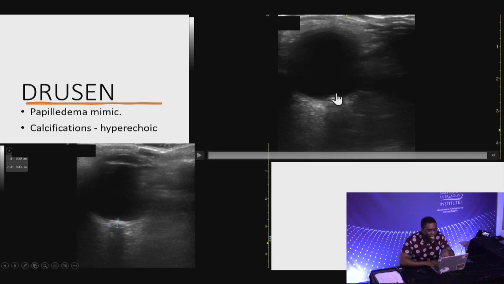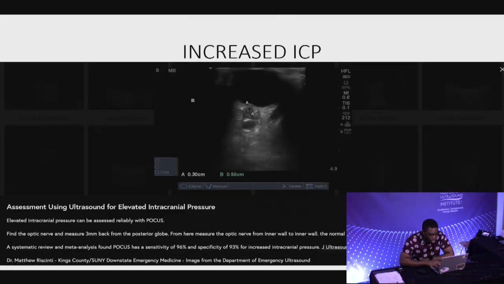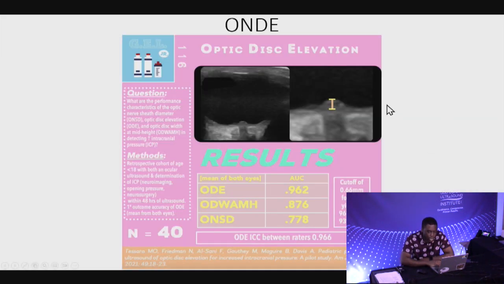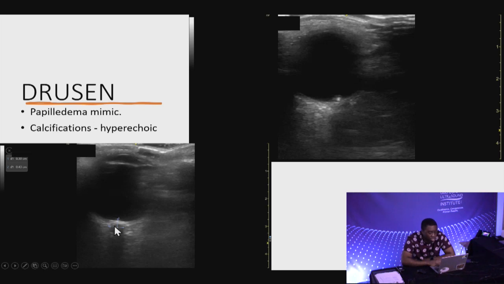But if you see that the center is hyperechoic compared to the previous one, which is more isoechoic, or the same as the optic nerve sheath, that's what you're looking for. It almost looks like a stone on a renal ultrasound, that same hyperechoic texture. So that's optic nerve drusen. And if you measured, it'll be normal. Less than 6 or less than 5, depending on which measurement you're using.